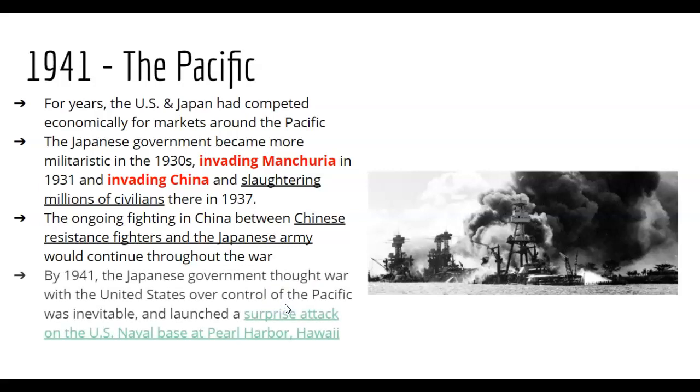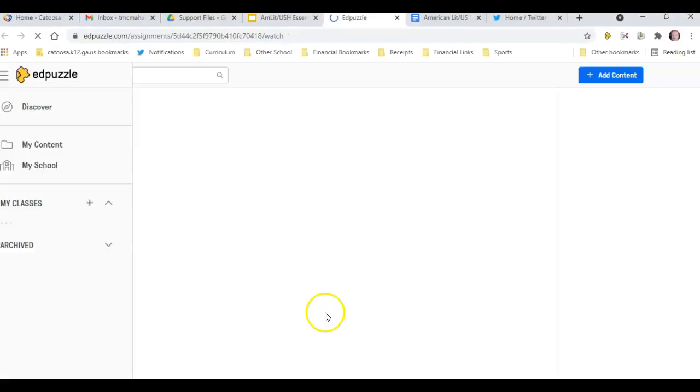So now, once Pearl Harbor has happened, and back then Hawaii was not a state, so Hawaii is just a territory, and it's way out there in the Pacific Ocean.